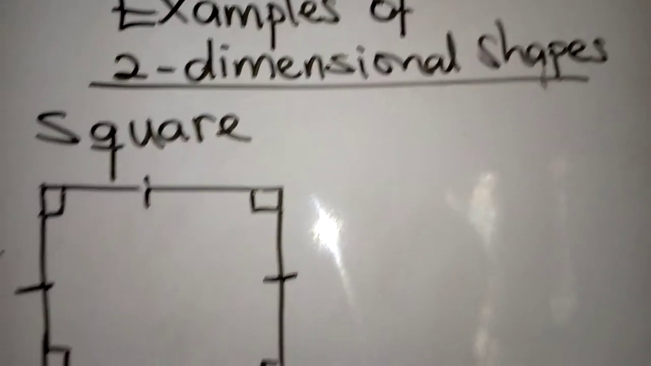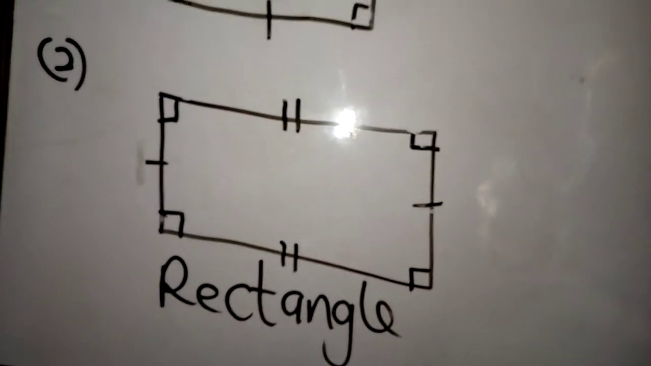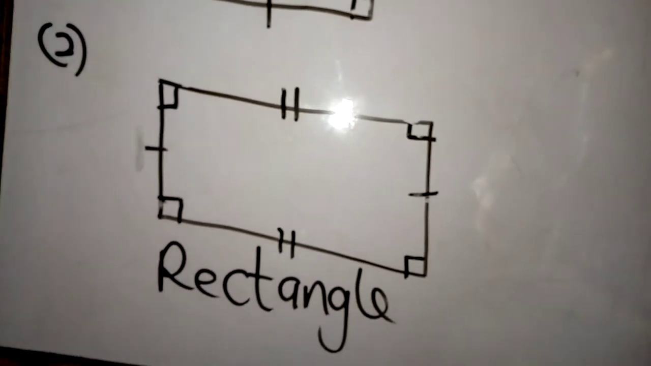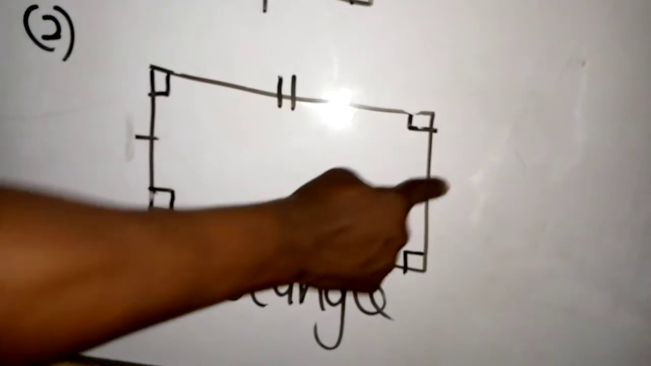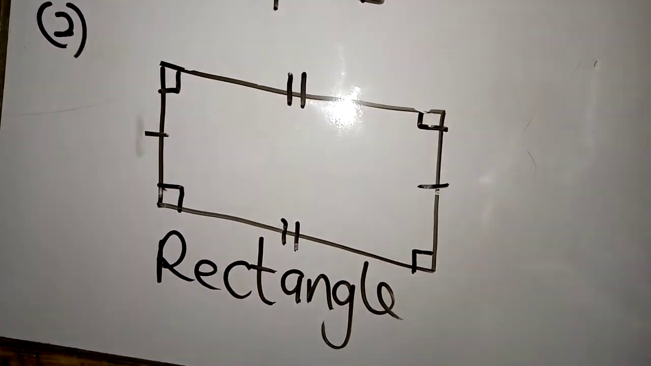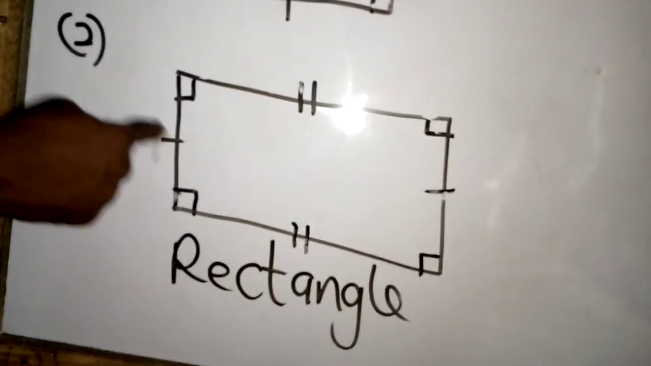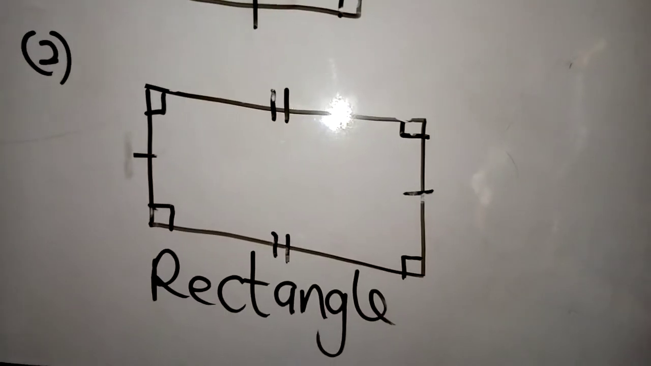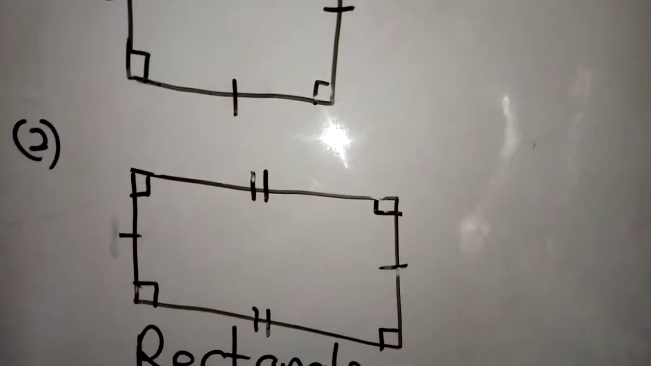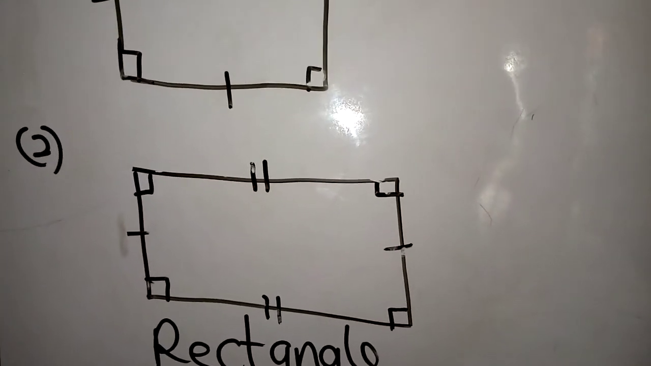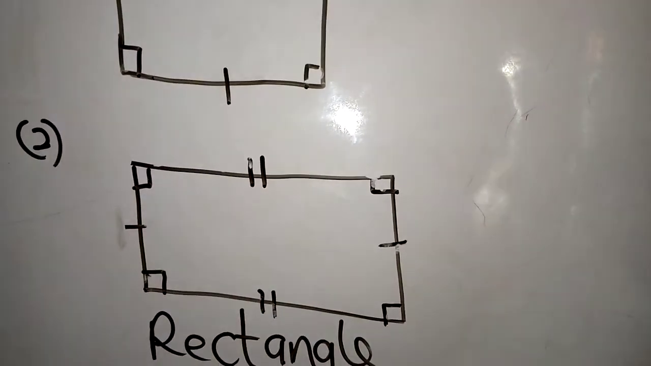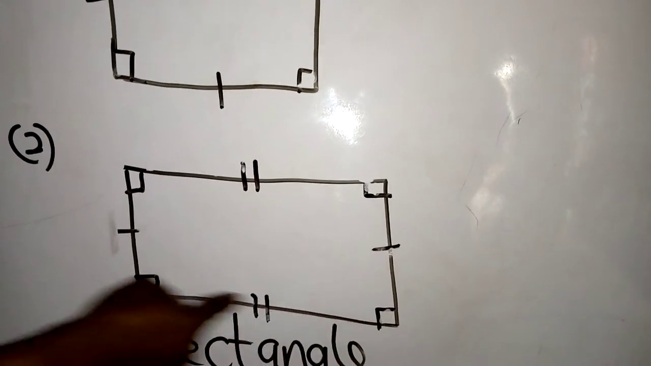Now let us go to rectangles. How many sides does a rectangle have? A rectangle has four sides. 1, 2, 3, 4. How many angles does a rectangle have? A rectangle has four angles. 1, 2, 3, 4.